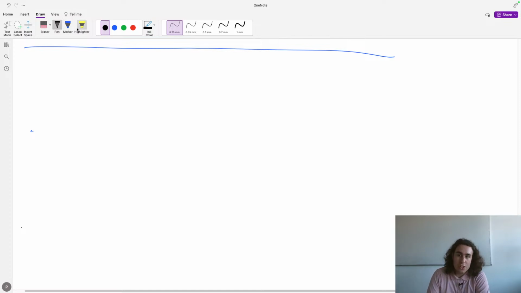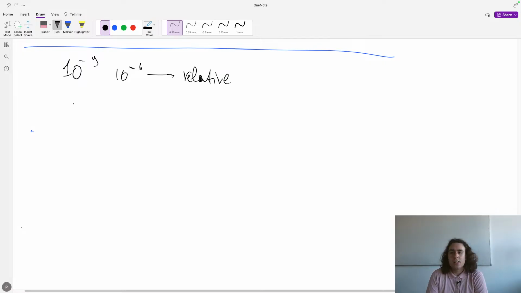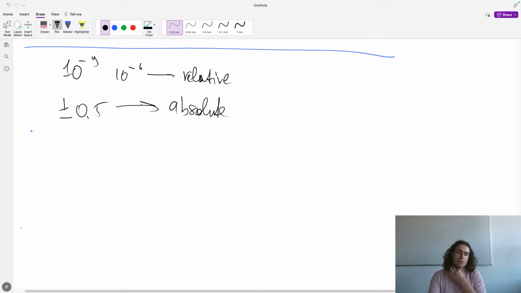Normally the precision that we want is like 10 to the minus 9 or 10 to the minus 6 relative precision. But here we care about absolute precision, plus minus 0.5. If we calculate our answer with precision better than 0.5, we should be okay. So let's say that 0.3 is the safe choice, right? Here the answer differs from the actual answer by 0.3. That's not a big deal.